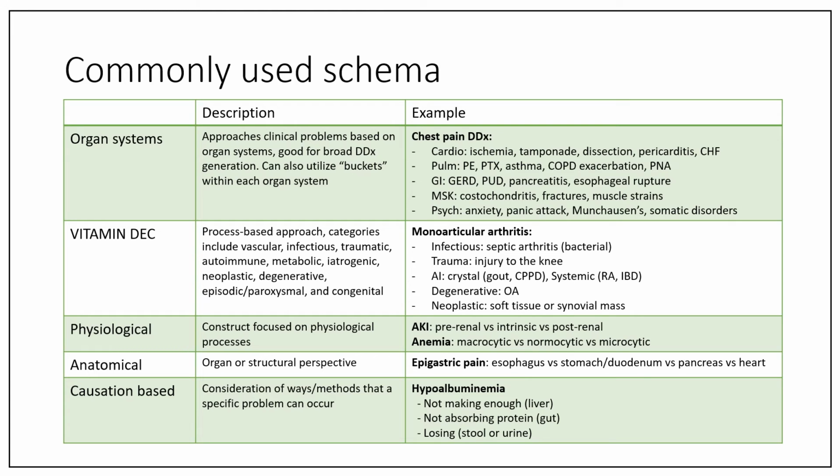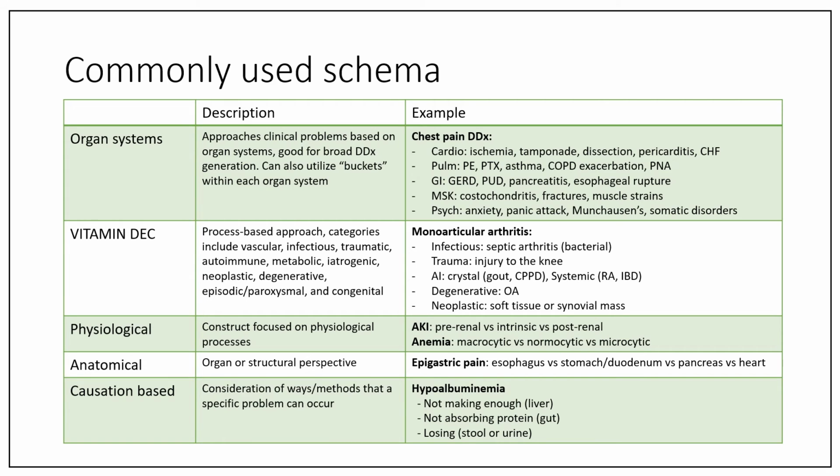The second schema is VITAMIN DEC, so vascular, infectious, traumatic, and so on. As UCSD students, I feel like we are particularly strong in this schema since it is really emphasized during our MBB courses. The example I have listed is monoarticular arthritis. The third schema utilizes a physiological construct. So good examples of this schema are the AKIs, so differentiating between pre versus intrinsic versus post-renal, and then the anemias, so dividing them up into macrocytic versus normocytic versus microcytic.